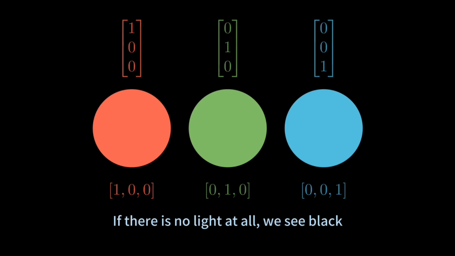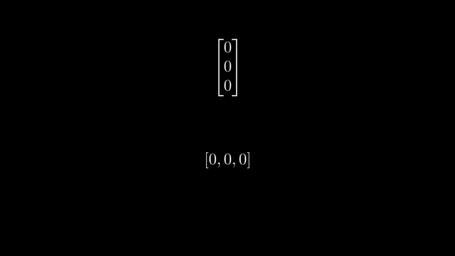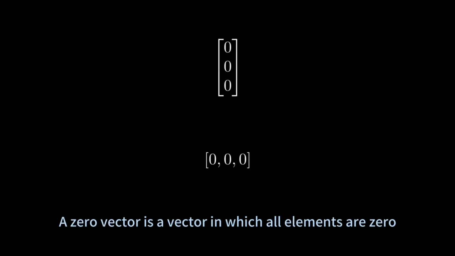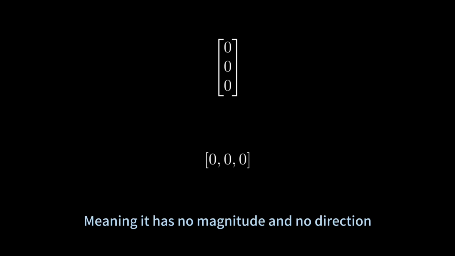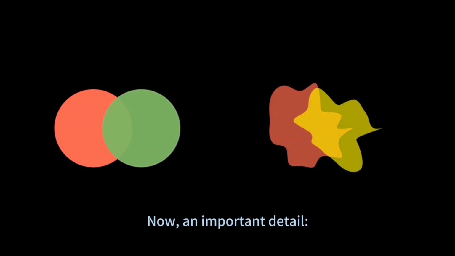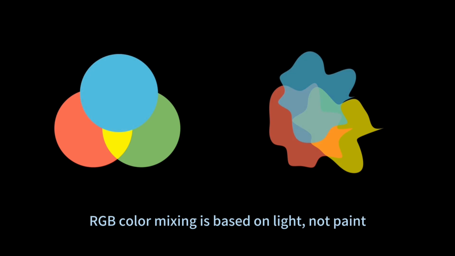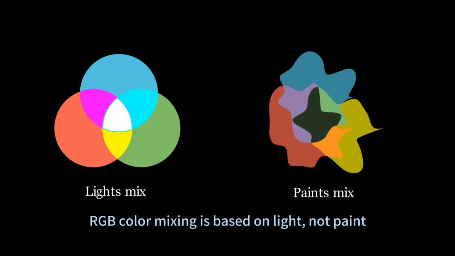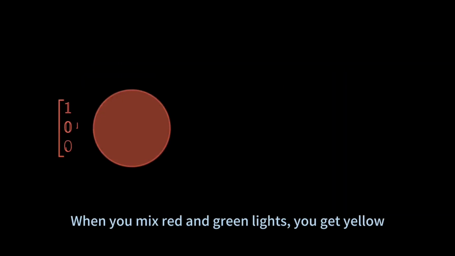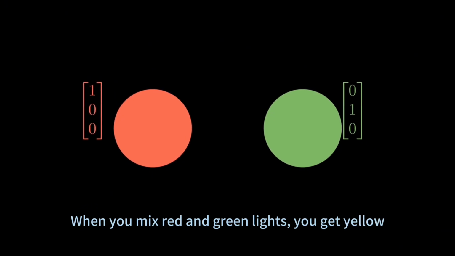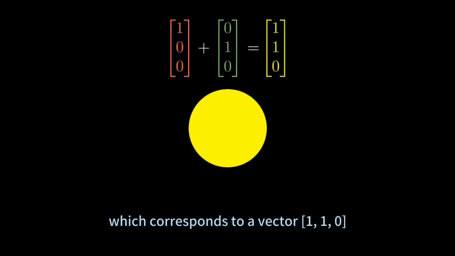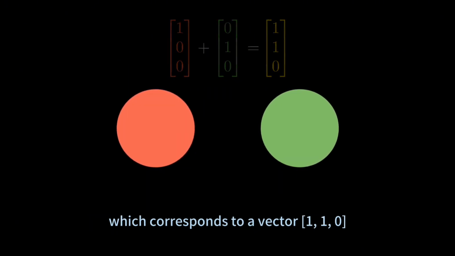If there's no light at all, we see black, which corresponds to the 0 vector 0, 0, 0. A 0 vector is a vector in which all elements are 0, meaning it has no magnitude and no direction. Now, an important detail: RGB color mixing is based on light, not paint. When you mix red and green lights, you get yellow, which corresponds to a vector 1, 1, 0.